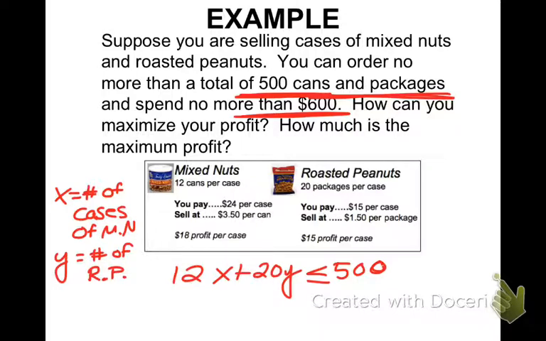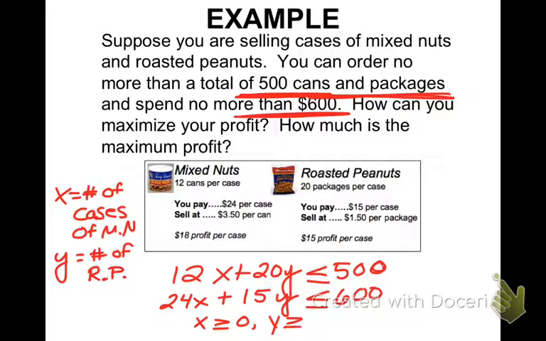Now let's do the money line. We can spend no more than $600. Well, we're paying $24 per case. So 24x plus $15 per case for my peanuts. So that cannot exceed $600. Sorry, I know I'm getting low here. And we always need to attach, my x needs to be greater than or equal to 0, my y needs to be greater than or equal to 0 in this case, meaning I can't end up with negative number of cases.